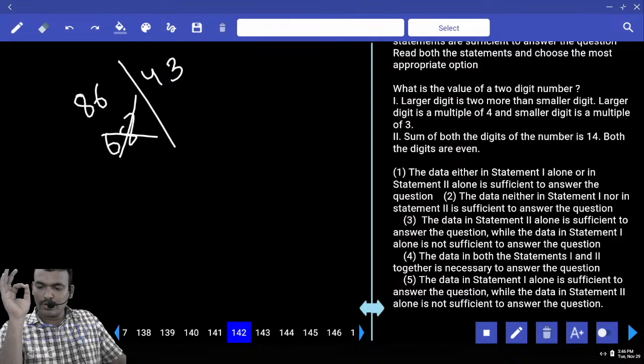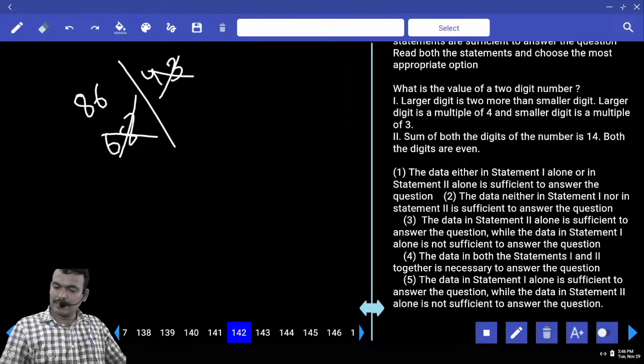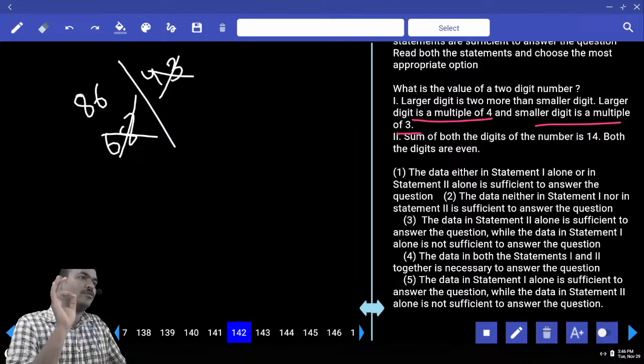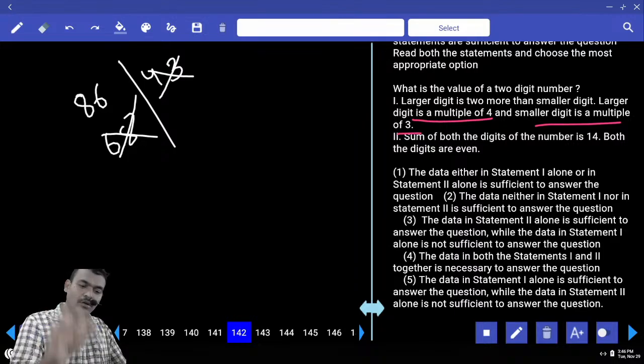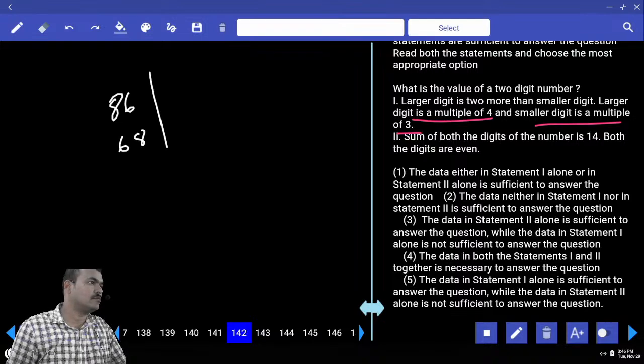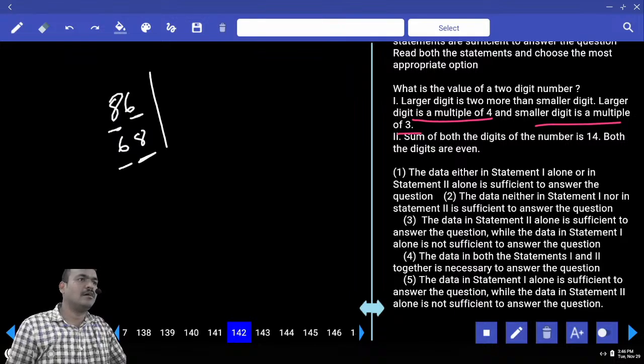Larger digit is 2 more than the smaller digit. Is it possible? No. And larger digit is a multiple of 4, smaller digit is a multiple of 3. Larger digit is not in the tens place and not in the units place. Okay, 86 or 68. Two possibilities only. Either 86 or 68. 8 is the larger digit, 6 is the smaller digit, or 6 is the smaller digit, 8 is the larger digit.